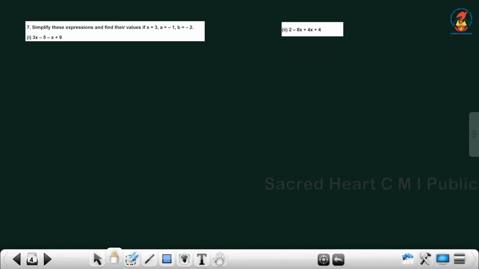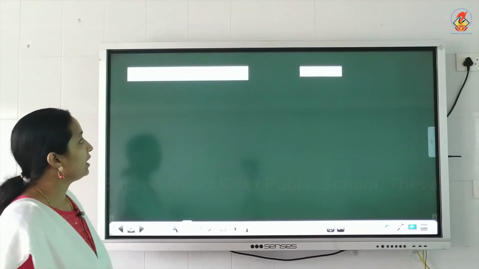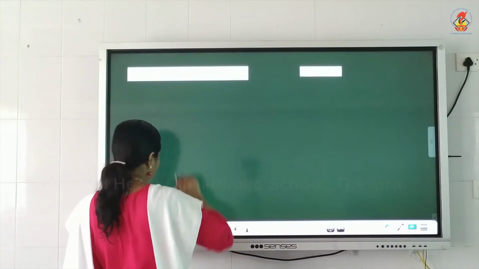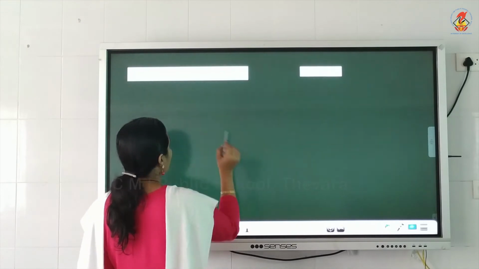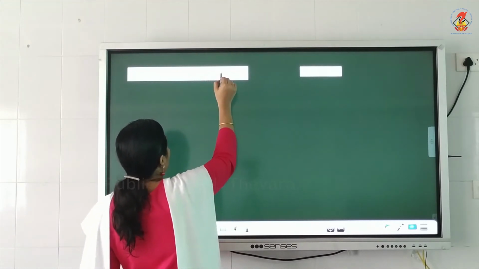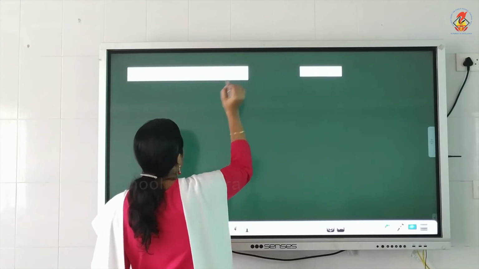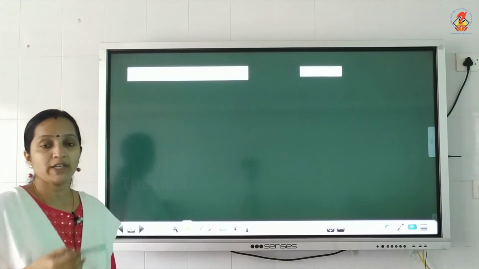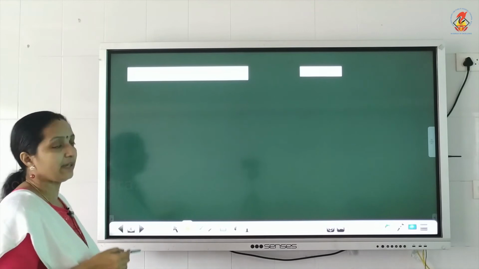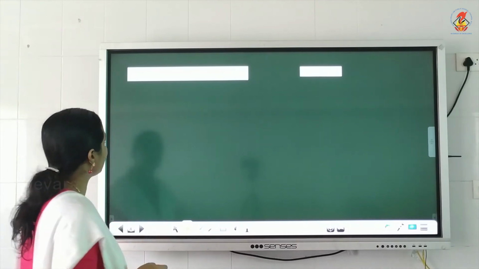Simplify. Again we have to simplify the expression, and there are 3 different variables. In some questions 3 variables are there, and after simplifying the expression we have to put x is equal to 3, a is equal to -1 and b is equal to -2. Whichever variable is there in the question, you have to substitute that value. Okay. Now move to the first question.